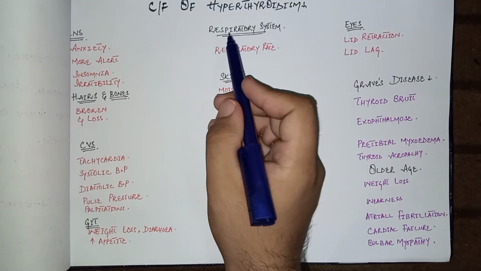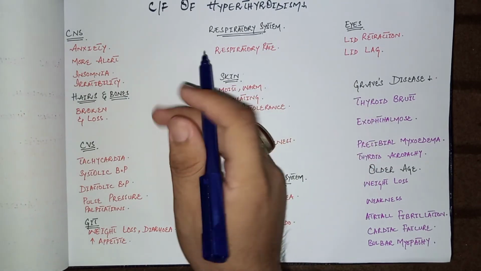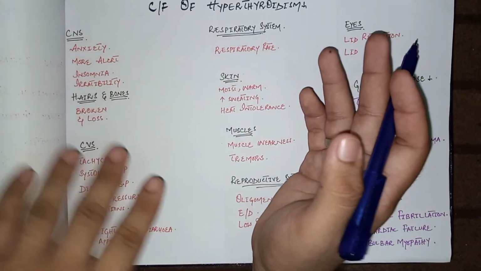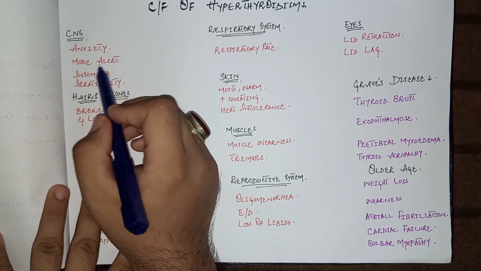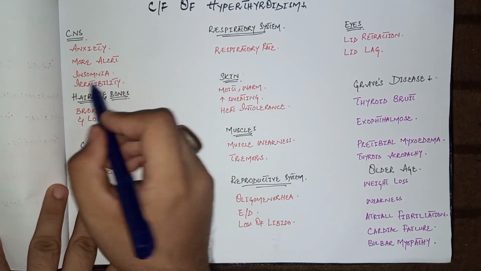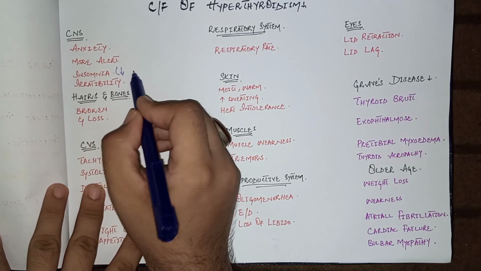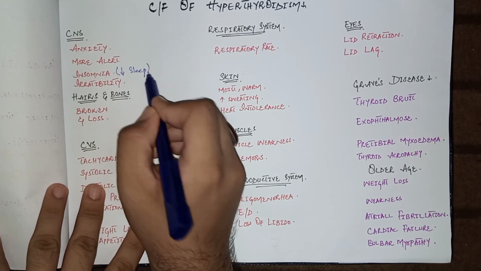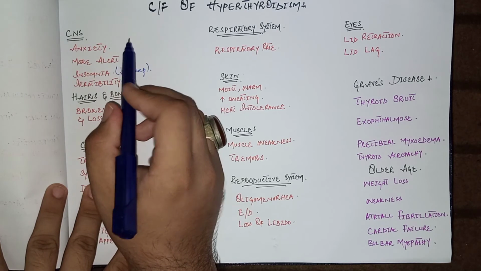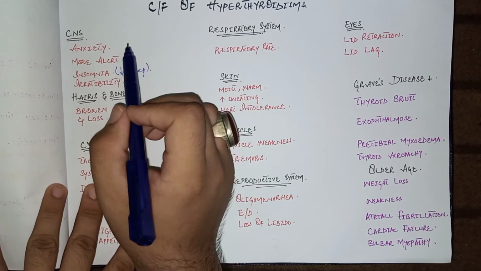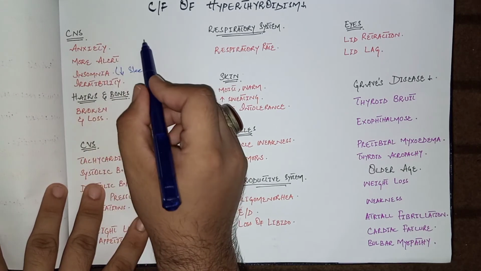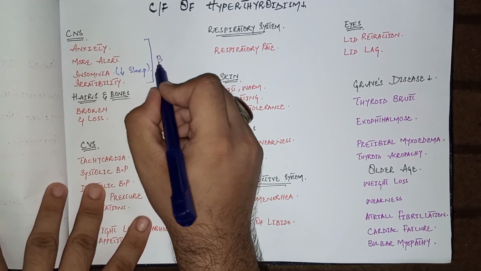Now come to the clinical features of hyperthyroidism. It has a wide variety of clinical manifestations. In the CNS, it causes anxiety, the patient becomes more alert, and insomnia, that is reduced or lack of sleep, and the patient is very irritable. T3 and T4 have no direct action on the CNS, but all these features are because of beta adrenergic stimulation.